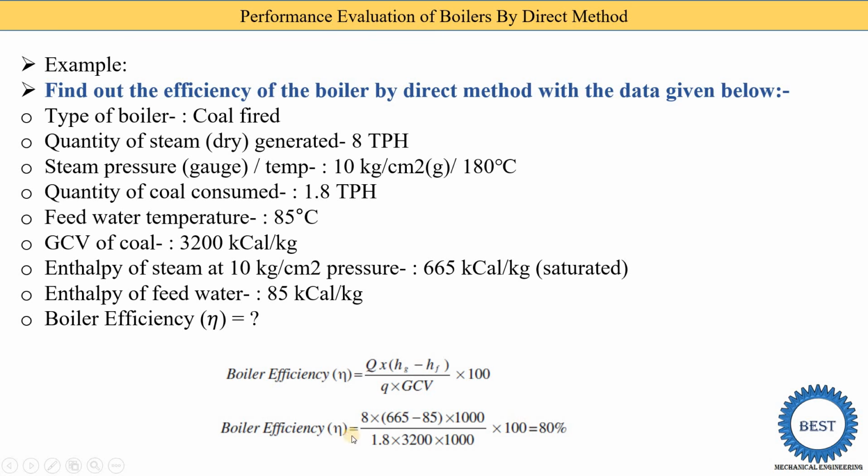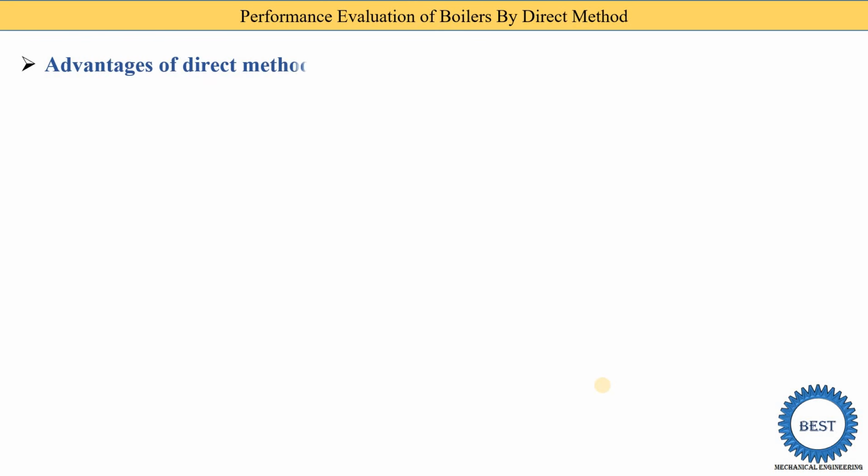So when we solve this equation in the calculator, we get the answer for the boiler efficiency. Here, the efficiency is 80%. So this is a very simple numerical of the direct method. Now we understand the advantages of the direct method.